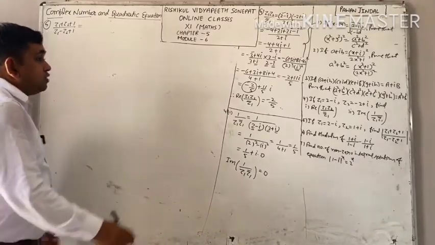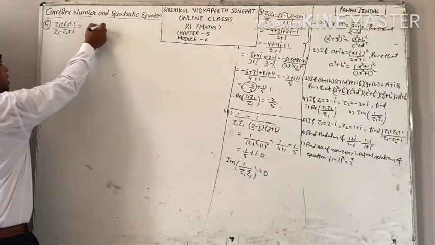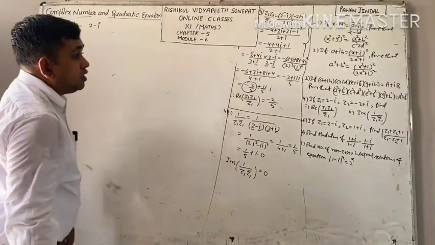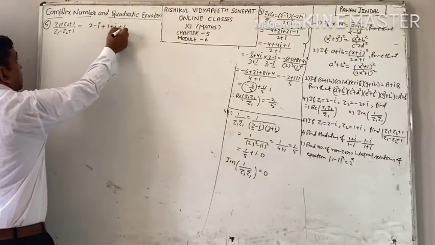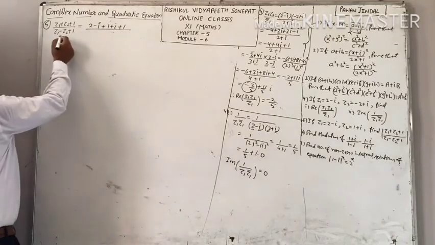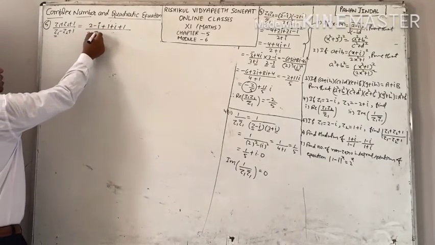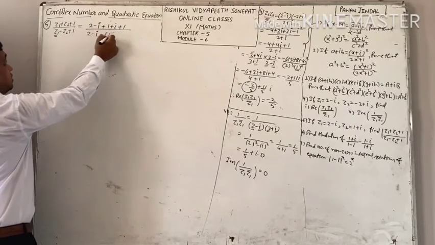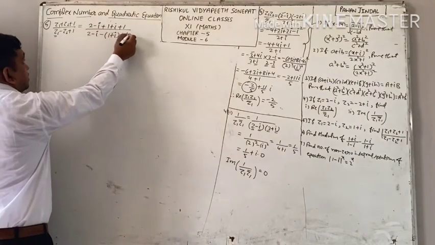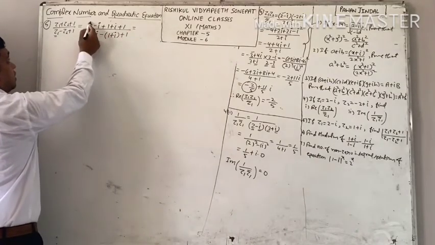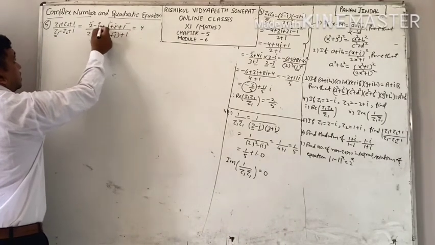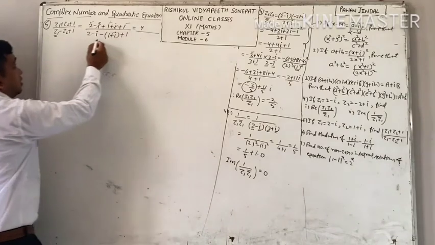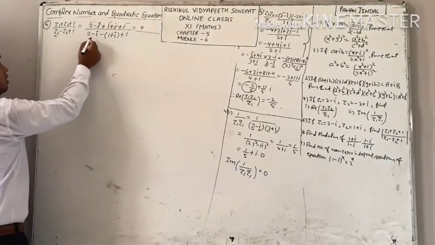See, what is the value of Z1? 2 minus iota. What is the value of Z2? 1 plus iota. Plus 1, divided by, in the denominator also, Z1 is 2 minus iota, minus Z2 which is 1 plus iota, plus 1. See here what you will get. 2 plus 1 is 3, 3 plus 1 is 4.